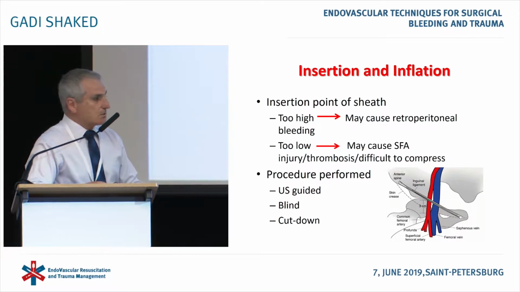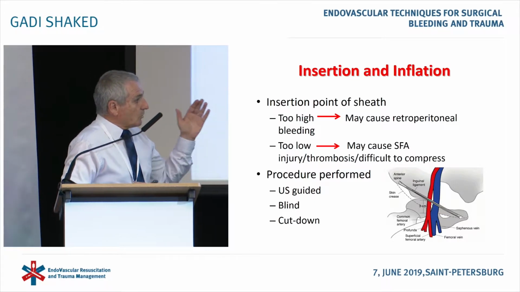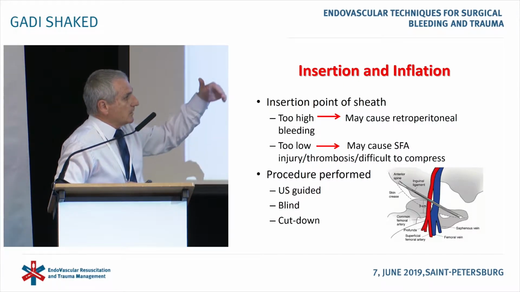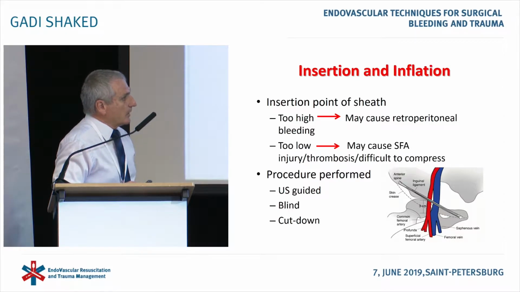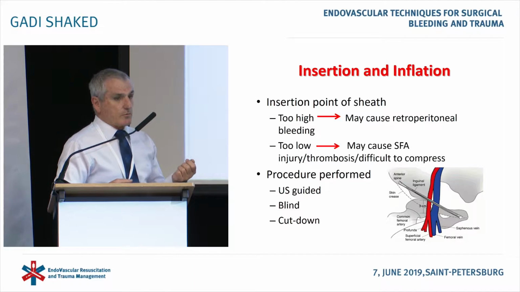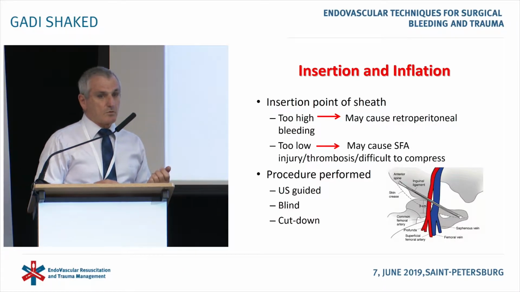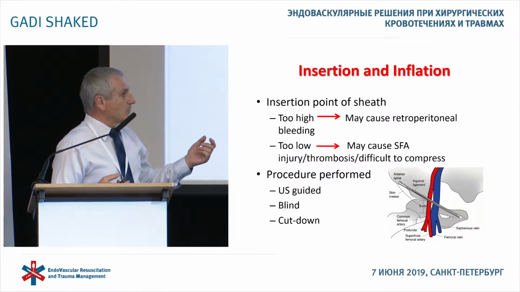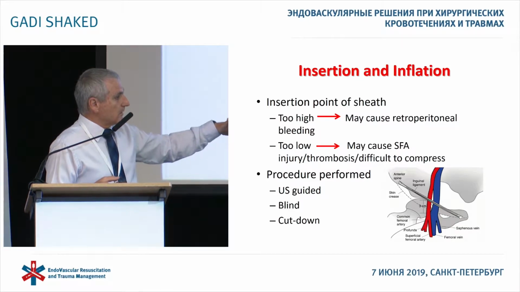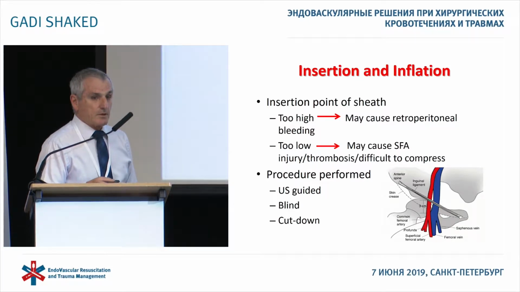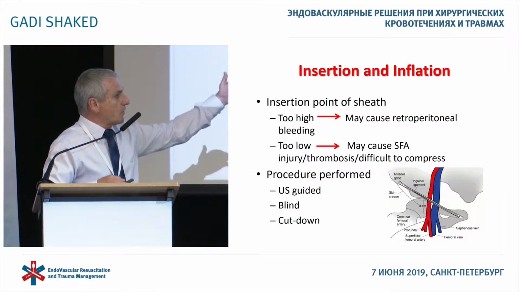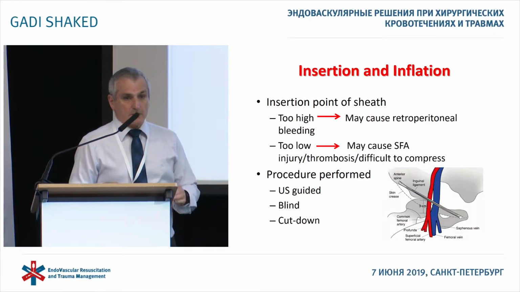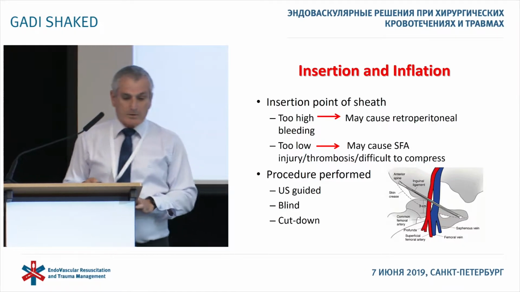About the insertion, so we know you must be very accurate regarding the point of insertion. If it's too high, over the inguinal ligament, when you remove it, the injured vessel is not going to self-conceal, and you'll get retroperitoneal hematoma. If it's too low, you can enter the superficial femoral artery. It's very difficult to compress it. There is no bone against your compression, and you'll get a large hematoma or even extensive bleeding over there. So you have to remember it.